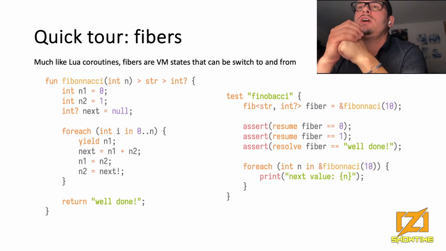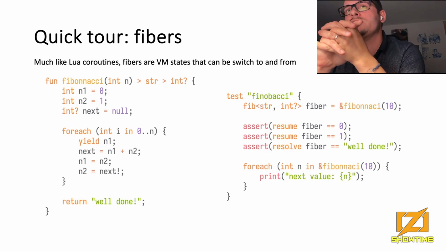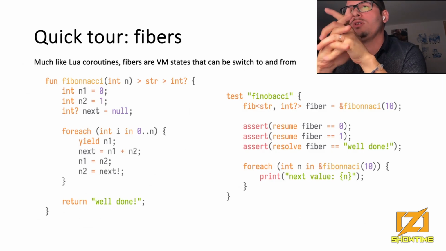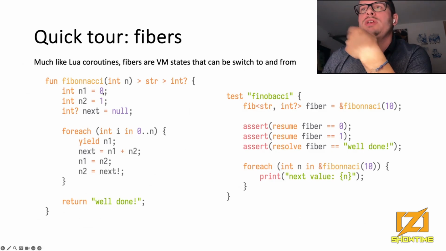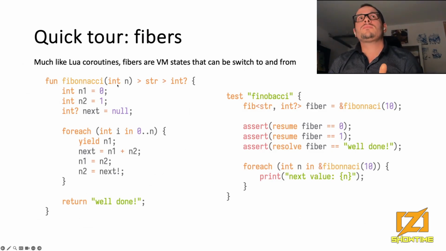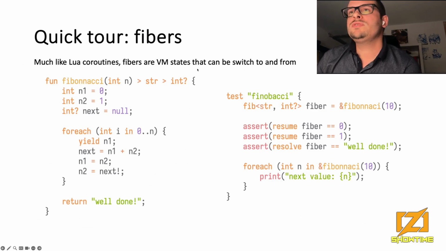Another interesting feature is fibers, which are like Lua coroutines. Here is an example. What a fiber is, exactly, is a state of the VM, and the VM can point to any state and switch from one to the other at zero cost. Here, an example: the Fibonacci sequence. You have two types here: the type that the function returns at the end, and the type that the function can yield. Here we are yielding an integer, but returning a string.